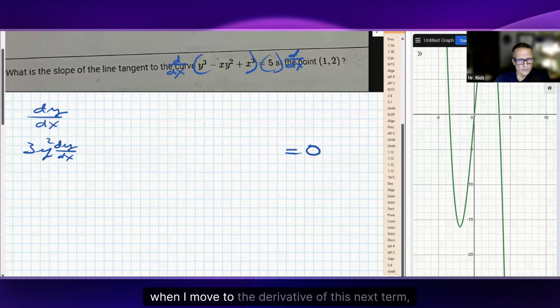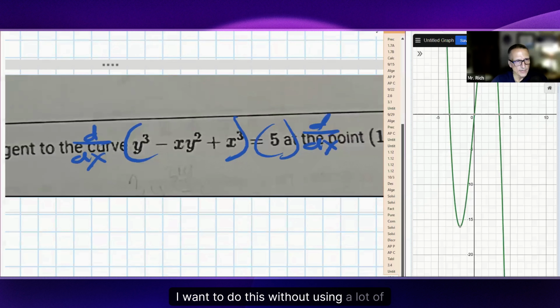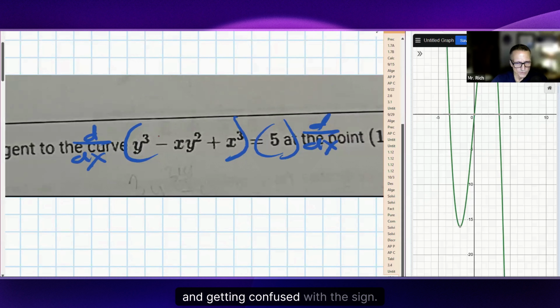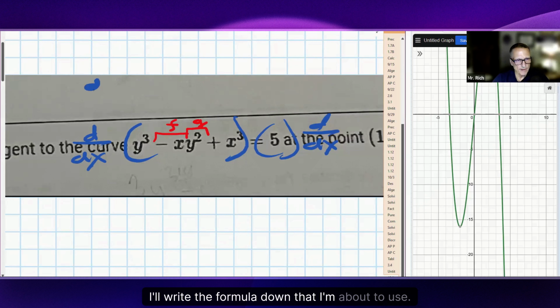Now, when I move to the derivative of this next term, I have to recognize that this is product rule along with the chain rule with the y squared mixed in. But look what I'm going to do, right? In order for me to do this, I want to do this without using a lot of parentheses and getting confused with the sign. So what I'm going to do is the negative x, I'm going to define that as my f function and the y squared as my second function, g, in terms of the application of the product rule. Because the product rule, I'll write the formula down that I'm about to use.